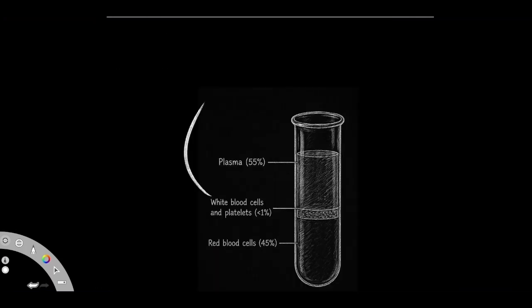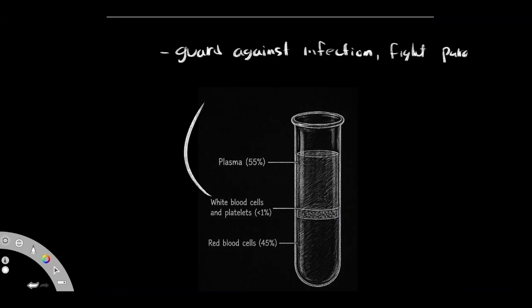Now let's look at the white blood cells. They're also known as leukocytes. They are to guard against infection. All right, they also fight parasites, attack bacteria, and they also increase in number when they're fighting infection. Right, so they're very calculated in their approach.